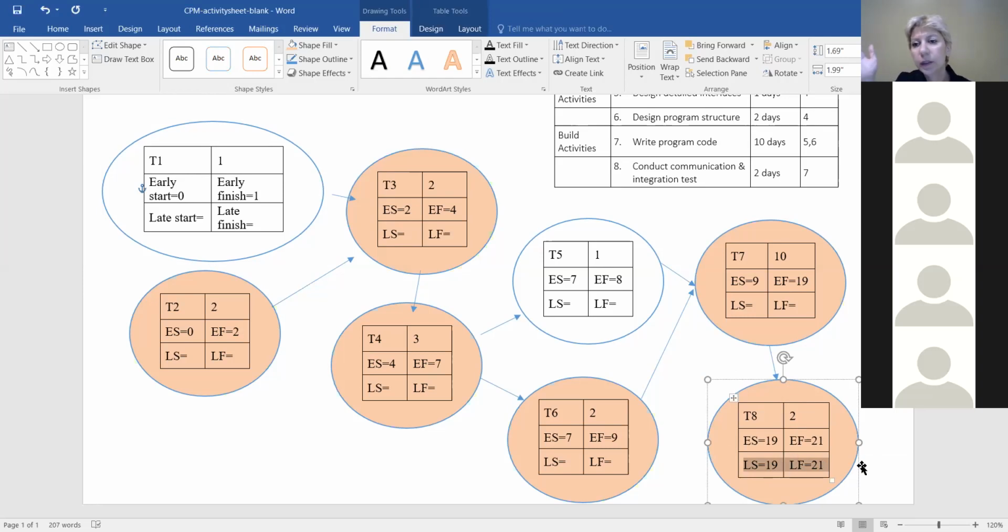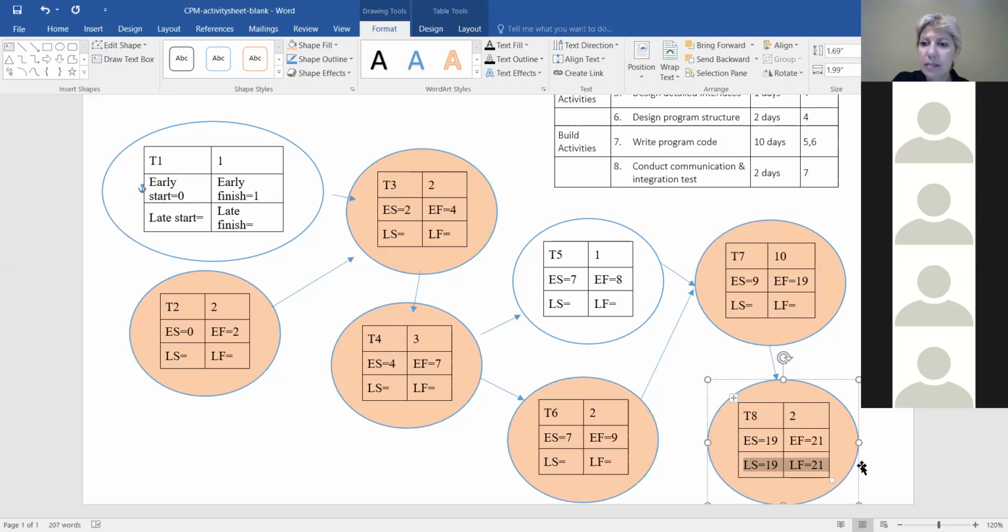We're going to scan the diagram from end to the beginning, coming up with the late finish number. So the late finish of a task would be the smaller number among the late start of all the tasks that come after it. And then we're going to practice this.